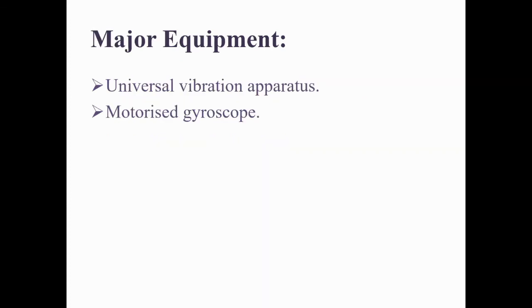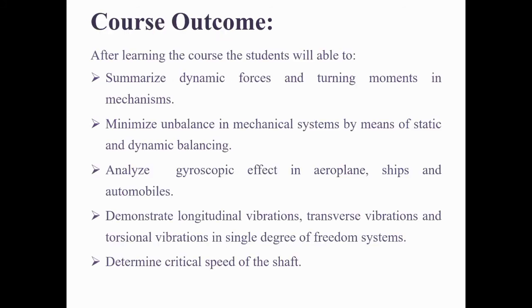These are the major equipments required in the laboratory, that are universal vibration apparatus and motorized gyroscope. Besides this, static and dynamic balancing apparatus and whirling of shaft demonstrator are also required.